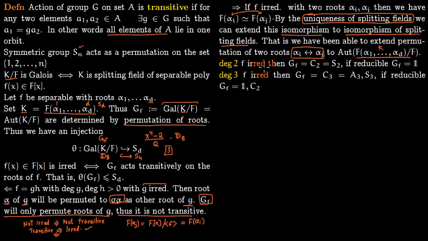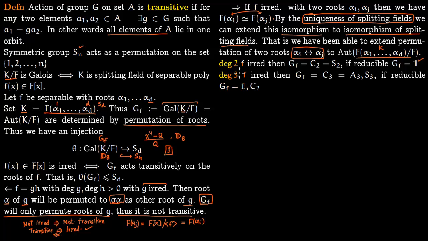Say you have degree 2, and f is irreducible. Then its only non-trivial injection into S2 would be S2 itself. S2 is just a cyclic group of order 2, which is nothing but Z modulo 2Z. And if it is reducible, then since it is a degree 2 polynomial, it factors into linear factors. If it is linear, then obviously you have a trivial Galois group, because a linear factor already has its roots in the base field. So this is 1 if it is linear.